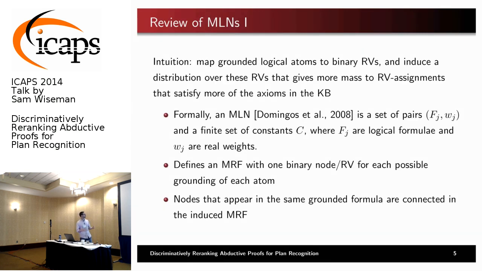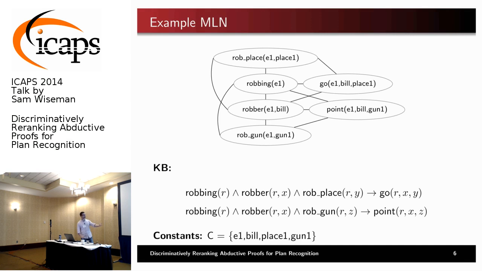Okay, so first let's quickly talk about how MLNs work. The idea is, if I have some theory, axioms, and a set of constants, I'm going to use my constants to ground out the predicates in my theory, get a set of logical atoms, and then induce a distribution over these atoms, which we now view as binary random variables. They can be true or false. The distribution is such that assignments to these random variables that satisfy more of the knowledge base are going to have more mass. They're going to be more probable. Let's quickly see what that would look like.